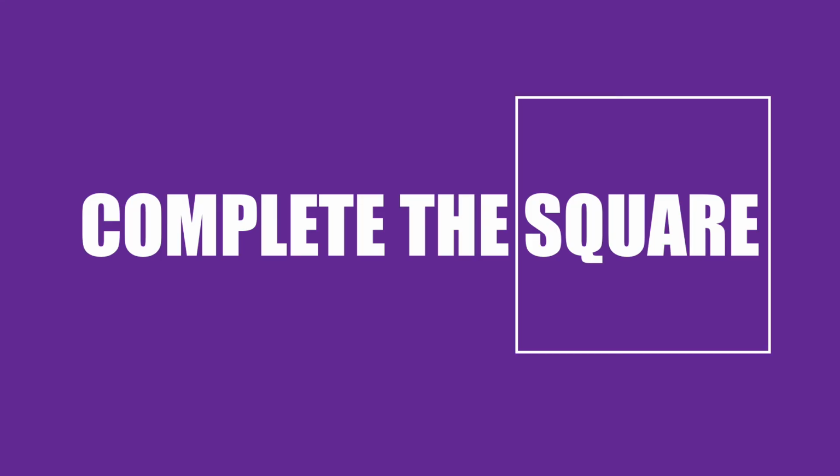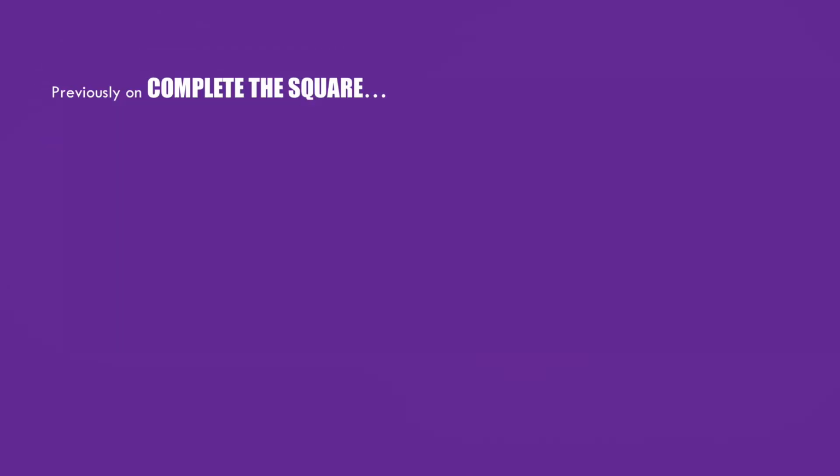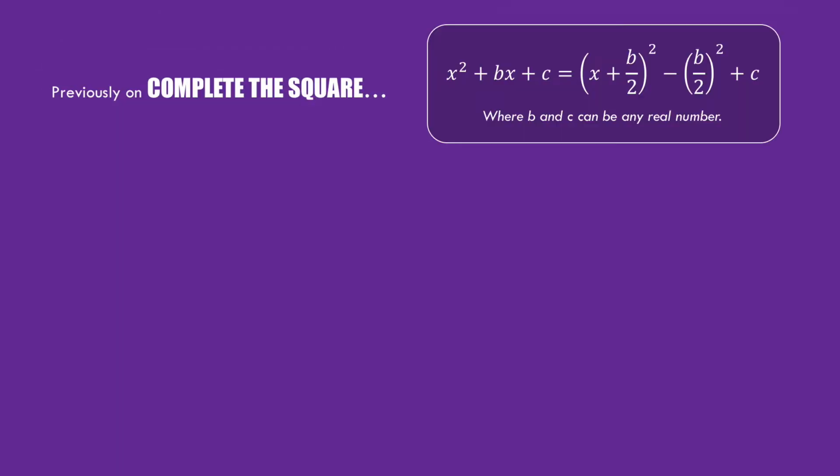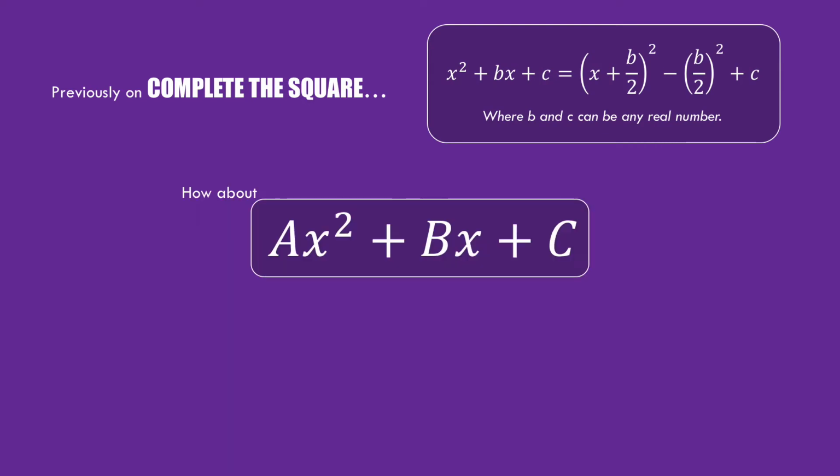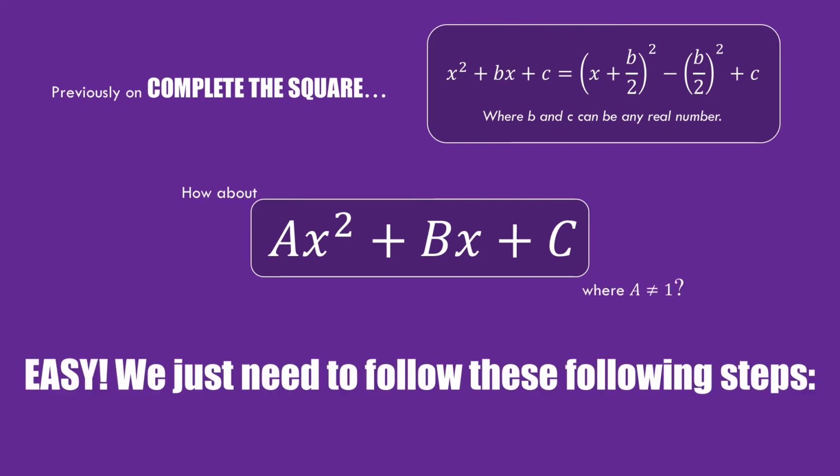Let's complete the square, part 3. In the previous videos, we have learned the steps on how to complete the square with a special condition that the coefficient of x squared is 1. So, how about ax squared plus bx plus c, where a does not equal 1? Well, not to worry, we just need to follow these steps.